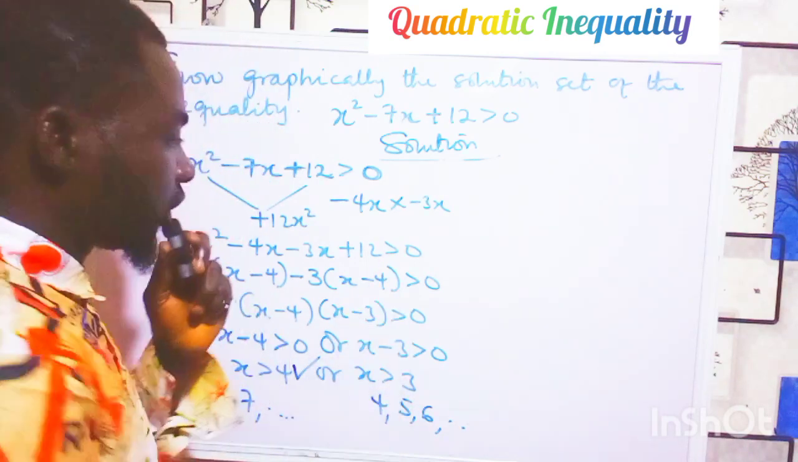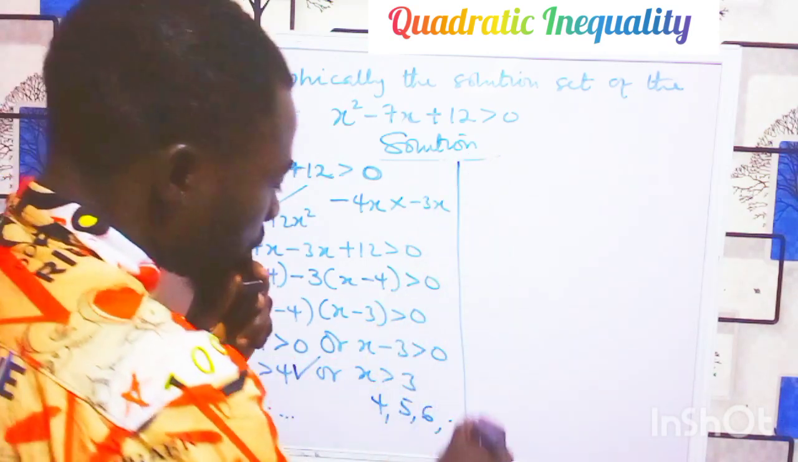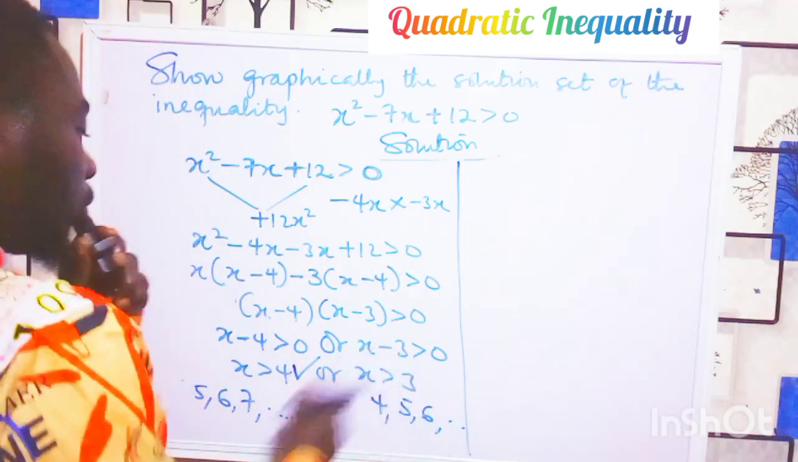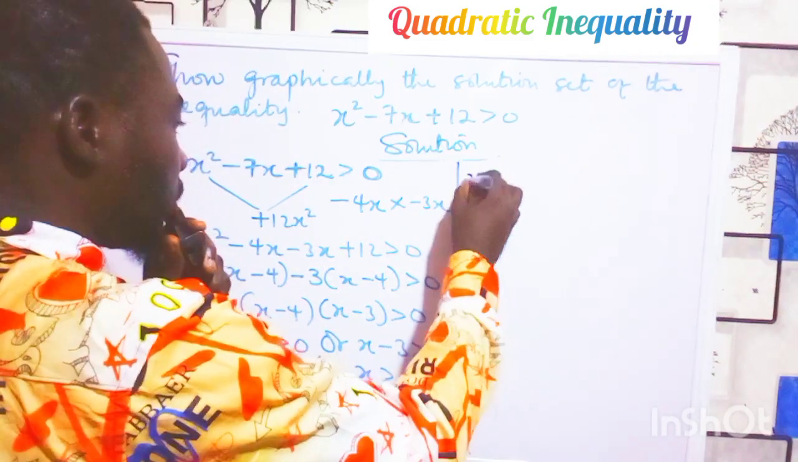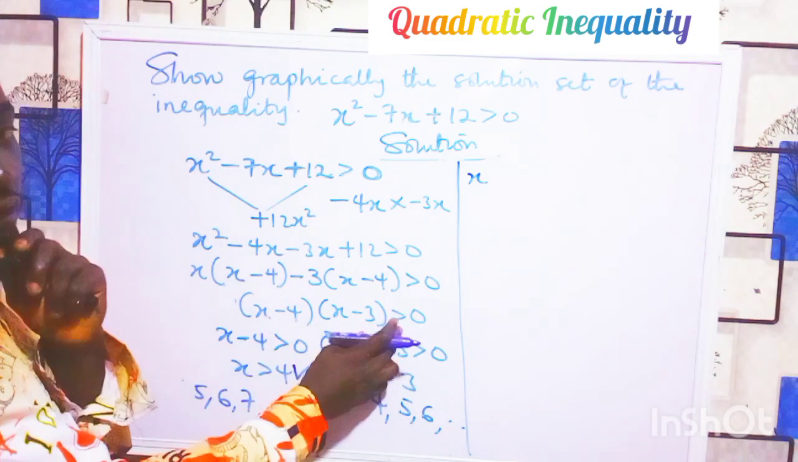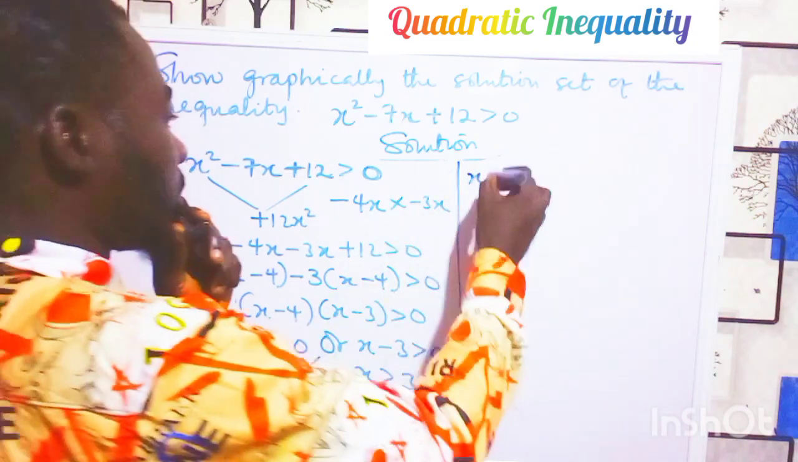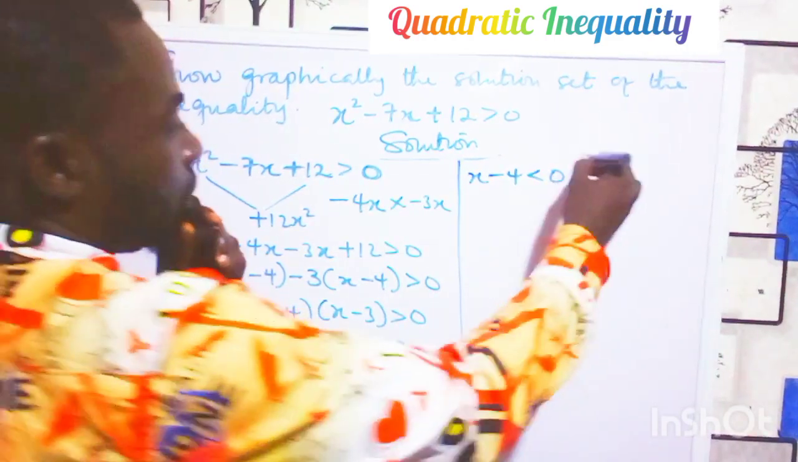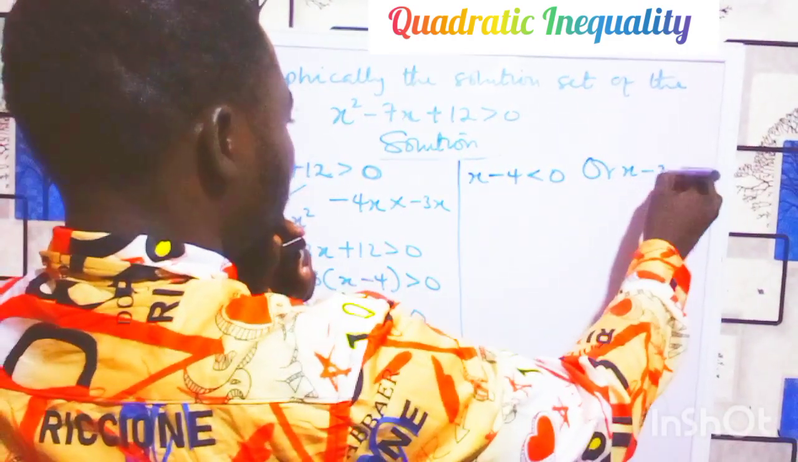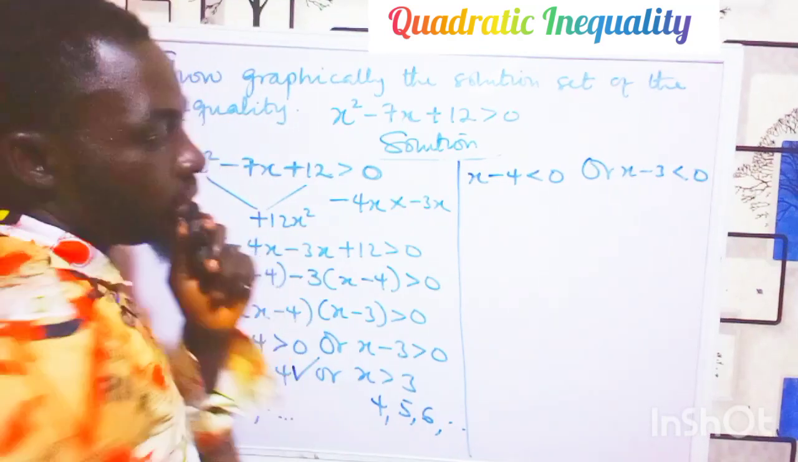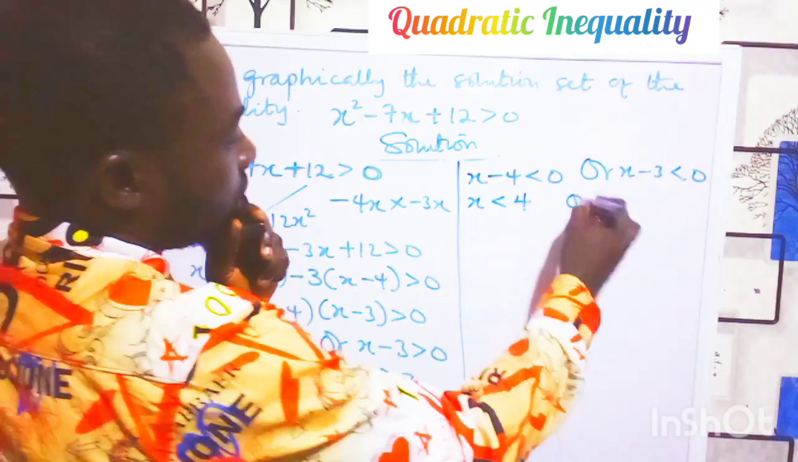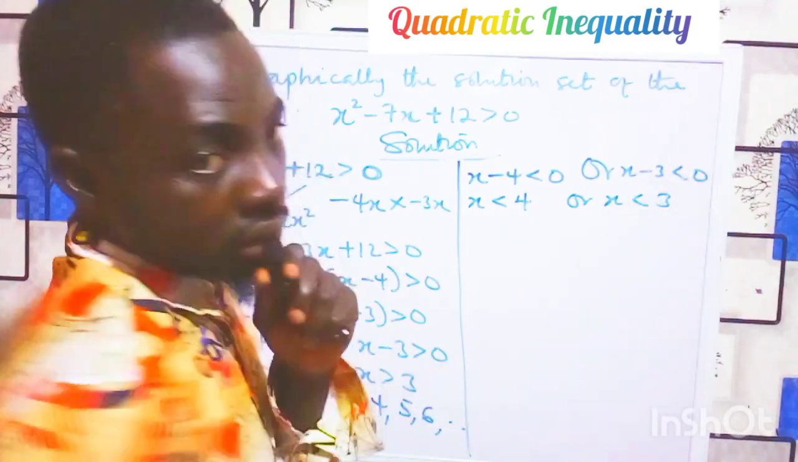So the next thing was to get the second value of x. Because it's a quadratic expression, you are going to have two values. So to get the second value, the only thing you do now is you change the inequality sign. So that will become x minus 4 less than 0 this time around, or x minus 3 less than 0. So we solve it again. x is less than 4 or x is less than 3.